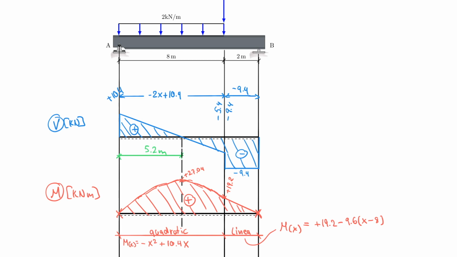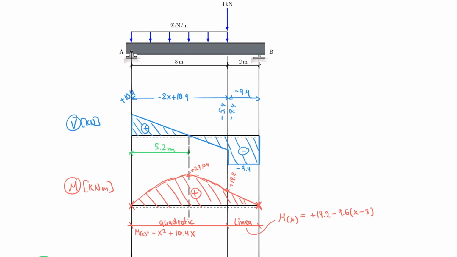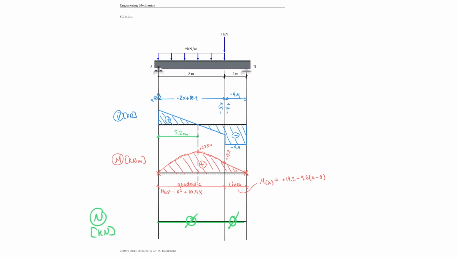I have now described fully what's going on from the 0 to 10 meters for the shear force, and for the moment I included all the significant values and I also included the functions. So therefore we now completed and concluded this problem. We are ready to use this concept for any of the upcoming homework problems, but let's take a look at another example for which I want to give you some hints as well. Let's move on to the next page.